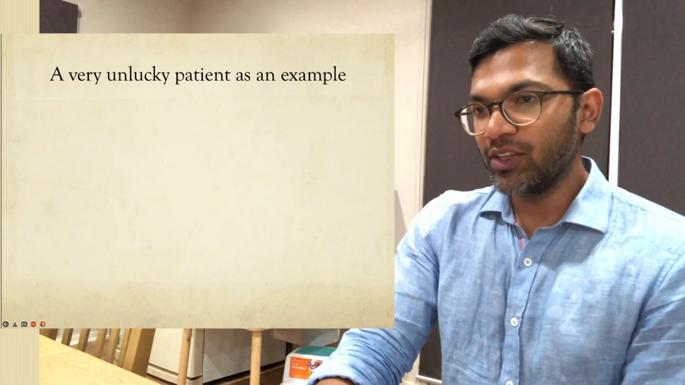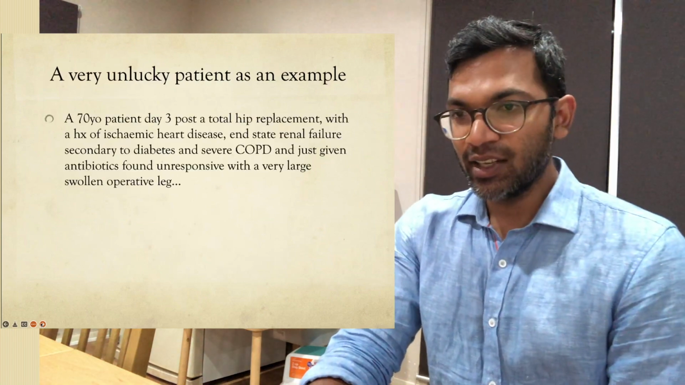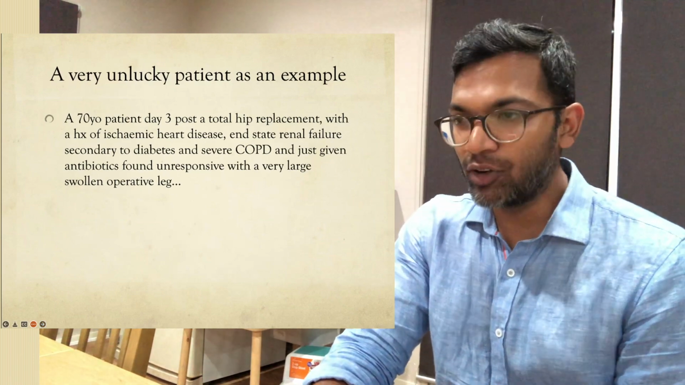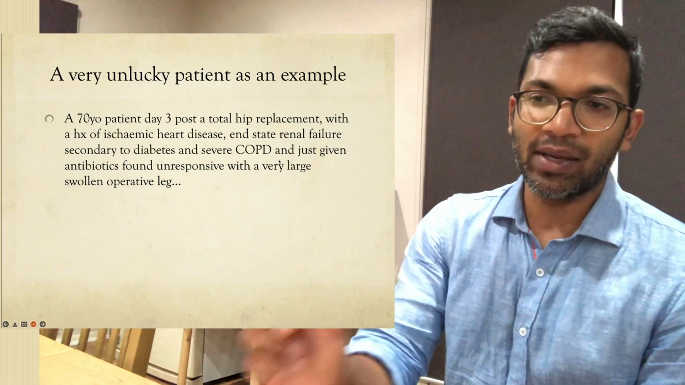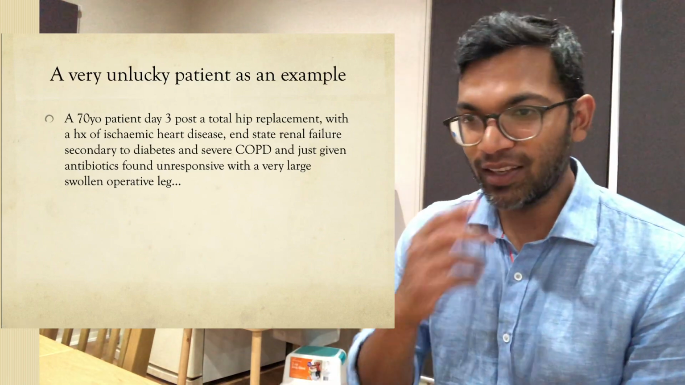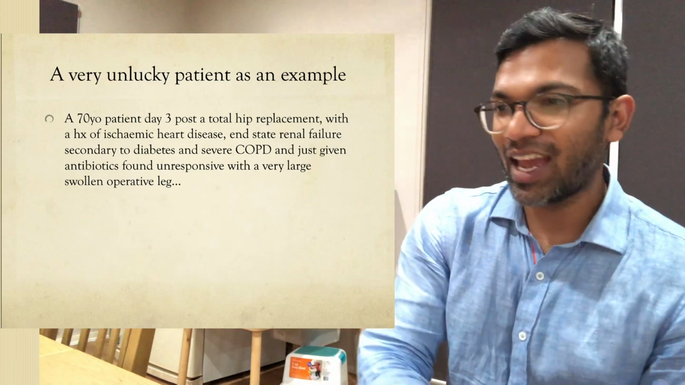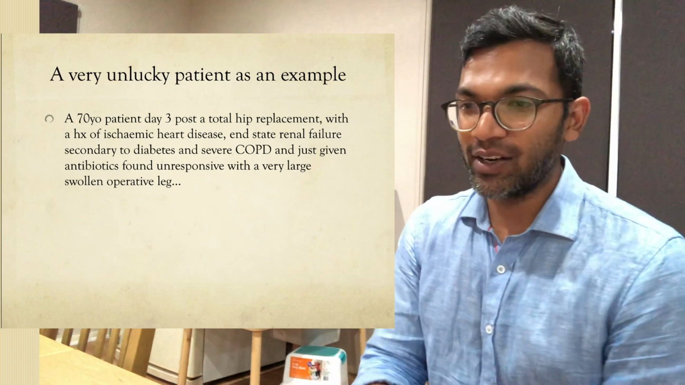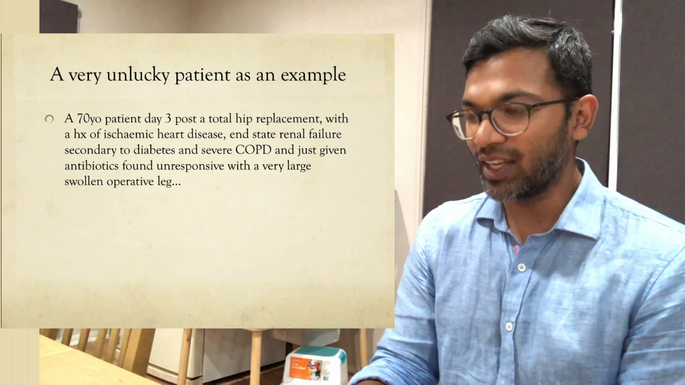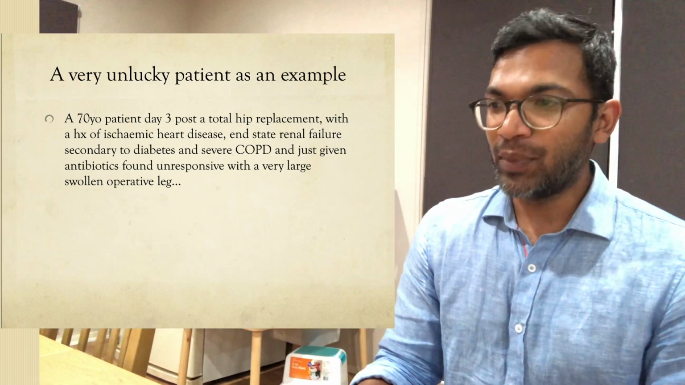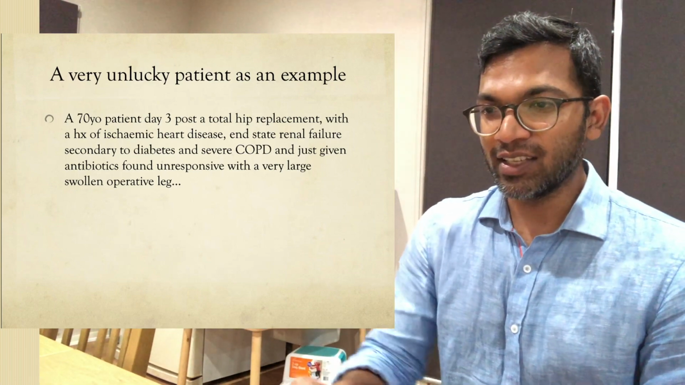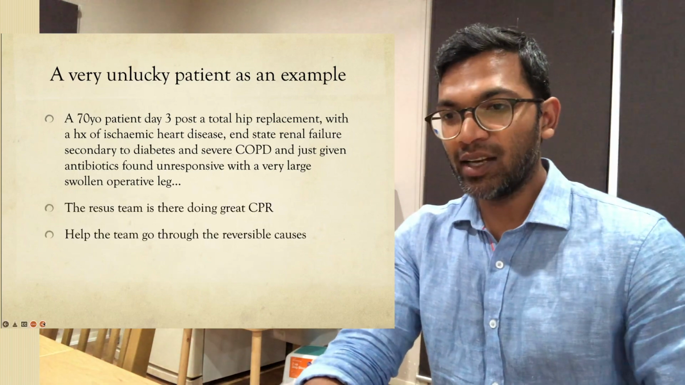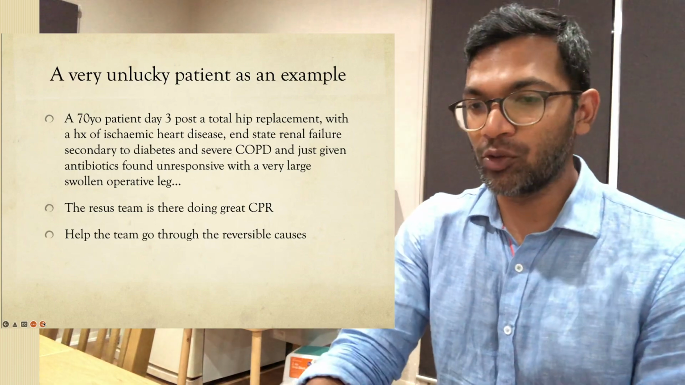So if I give you this example of a very unlucky patient, you've got a 70-year-old, day 3 post-op total hip replacement. They've got everything, imagine, for the purpose of this. They've got ischemic heart disease, end-stage renal failure secondary to diabetes, and severe COPD, and they were just given antibiotics and found unresponsive with a large swollen operative leg. Great, so this is the Olympics of unluckiness. Now, the resus team is doing great CPR, and then you help the team go through the reversible causes.